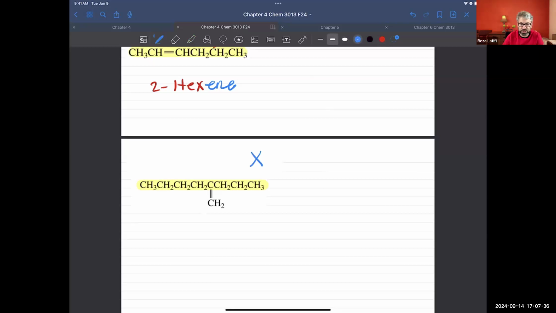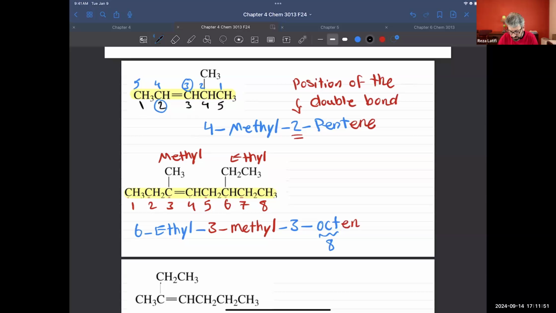And how many carbons total do we have? We have 8 of them. So I say oct, which stands for 8 carbons. And do I have a double bond? Yes. And I said the double bond is sitting on the 3rd carbon, so it will be ene. And you put the e at the end just to show that you're dealing with carbon and hydrogen.